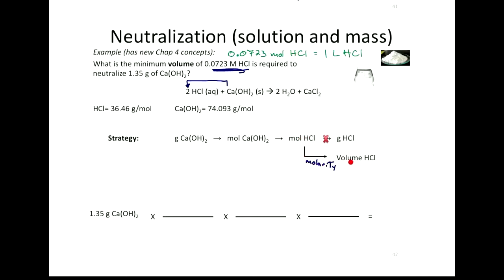So basically, this question starts off exactly the same. We are given gram amounts of calcium hydroxide. So we're still going to start with the molar mass of calcium hydroxide because we need to get into moles so we can use the balanced chemical equation. All right, so once I'm in moles of calcium hydroxide, I still do stoichiometry to get to moles of HCl. So 1 mole of calcium hydroxide is 2 moles of HCl.